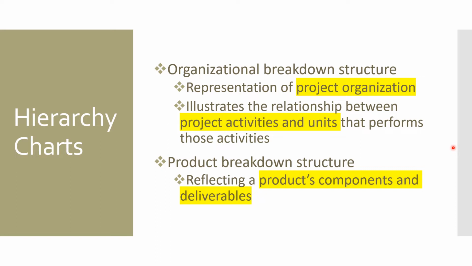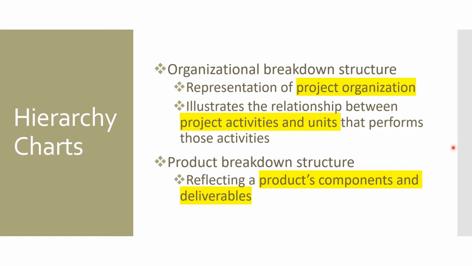It is represented as the project organization, right? It talks about the project organization. It does not talk about the overall organization, right? The overall organization chart might have a board, chairman, CEOs, etc. The project organization will talk about only the project sponsors, project managers, and team members, etc., and the stakeholders at maximum. So it illustrates the relationship between the project activities and units that perform those activities.